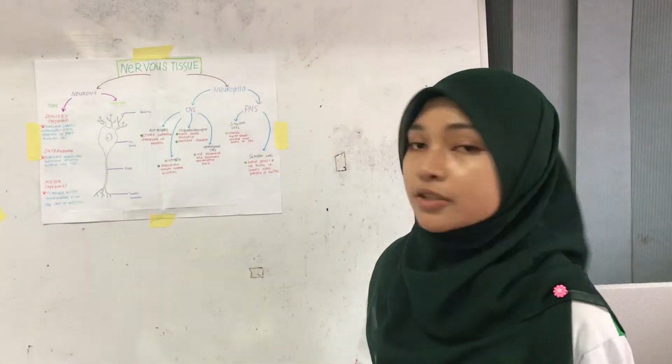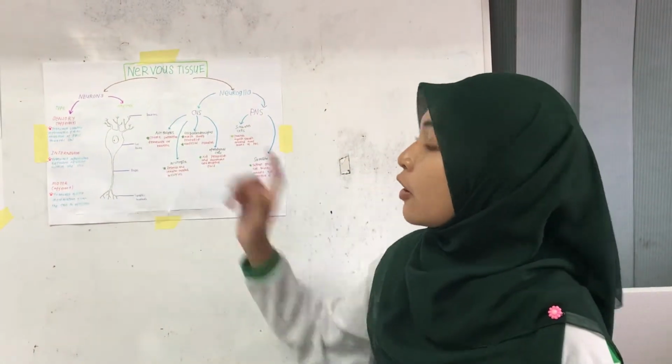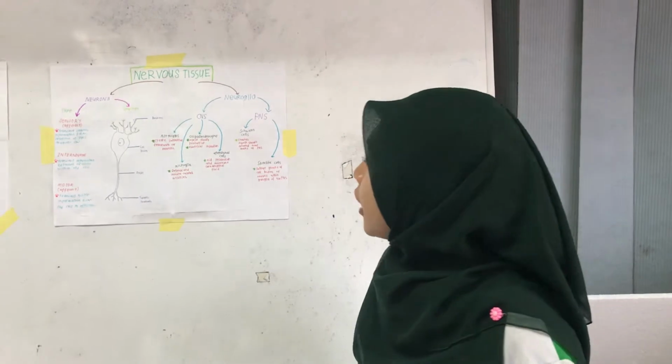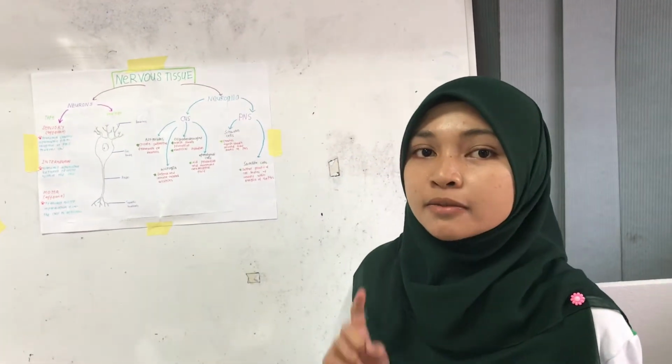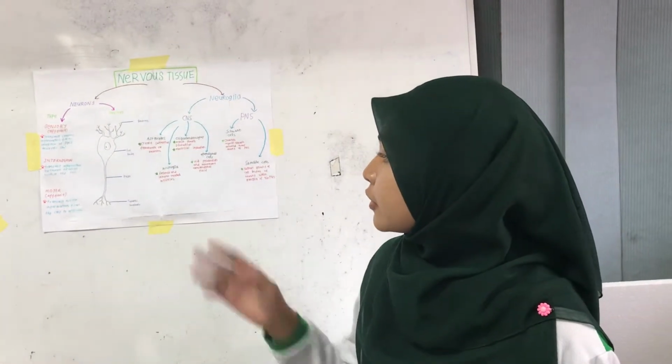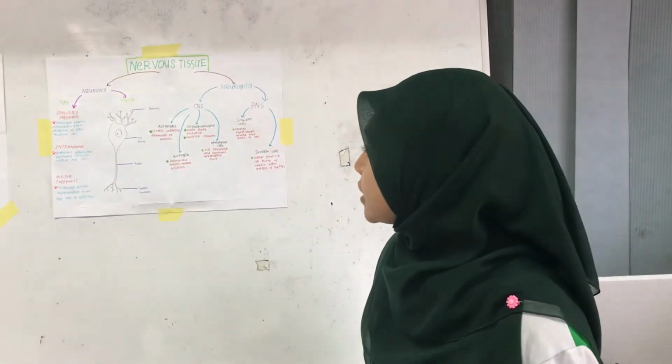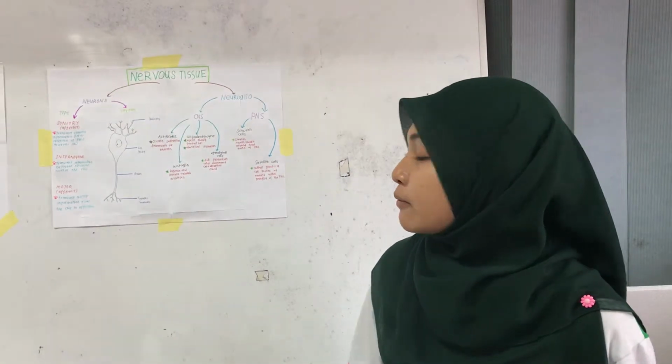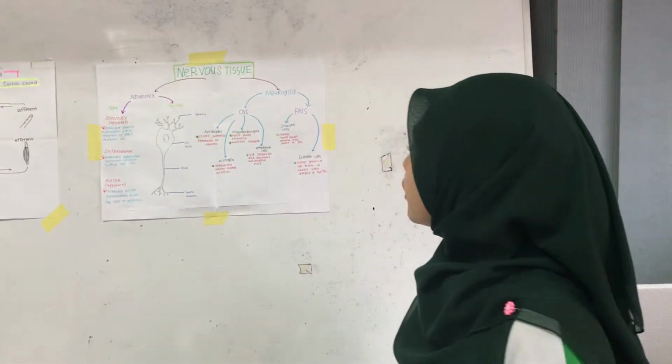So the astrocyte is the framework of the neurons. The oligodendrocyte is the myelin production, microglia is for defense and immune-related activities, and the ependymal cell is for production and movement of cerebrospinal fluid.